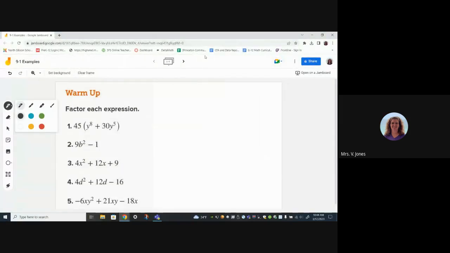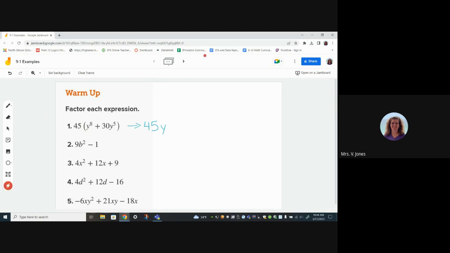All right, so we're going to review factoring. So on this first one, we can assume that the 45 was already factored out. So now you're looking inside at each term. Is there anything they have in common? They both have y's in common. So I'm going to write the 45 down. It stays there. So we're going to pull out some y's.